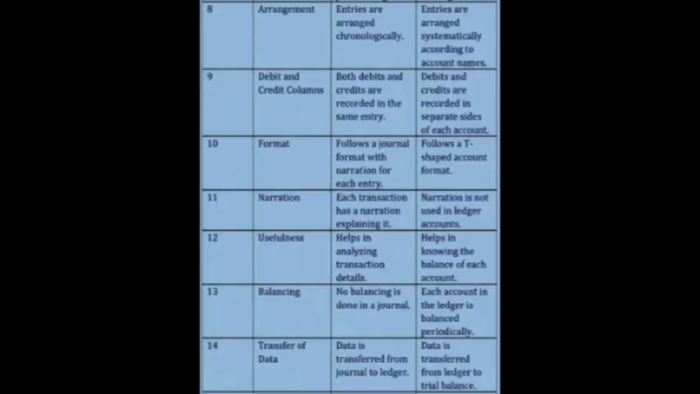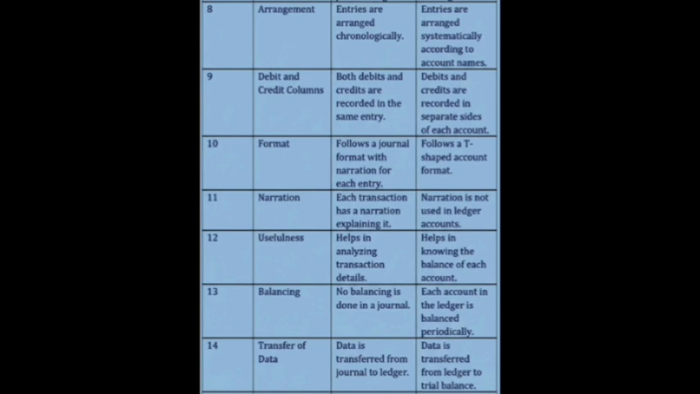In a journal, entries are arranged chronologically. In a ledger, entries are arranged systematically according to account names. In a journal, both debit and credit are in one entry, while in a ledger they are on separate sides. Format, narration and usefulness. In a journal, both debits and credits are recorded in the same entry.